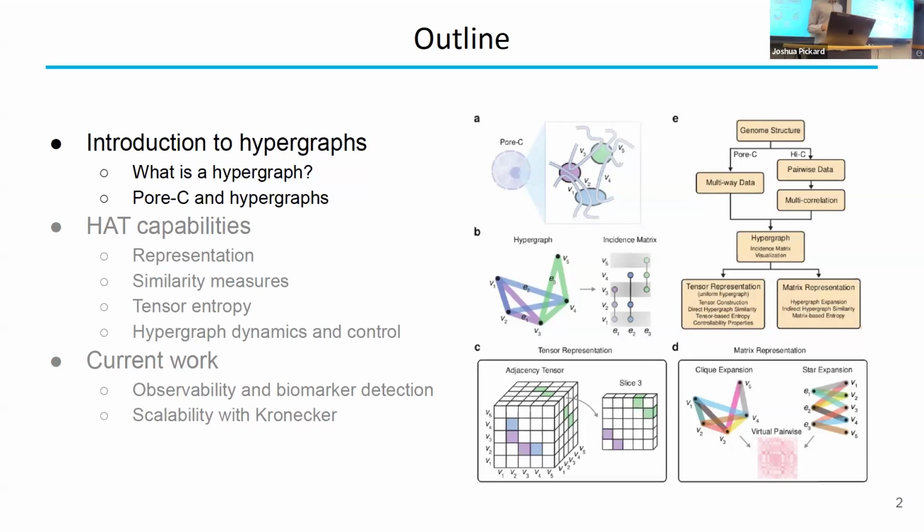Then after I give a little bit of motivation for why hypergraphs are so exciting, I'm going to talk about a few different things we can do in the toolbox: different ways we can represent the graph, how we can compute different distances and similarity measures, and how we can do some basic tensor entropy and other tensor-based calculations. Then I'm going to talk a little bit about dynamical systems on hypergraphs, which is one of the areas I'm most excited about. And lastly, I'll say a little bit about some current projects we're doing to continue this work. So with that, let's get into it.